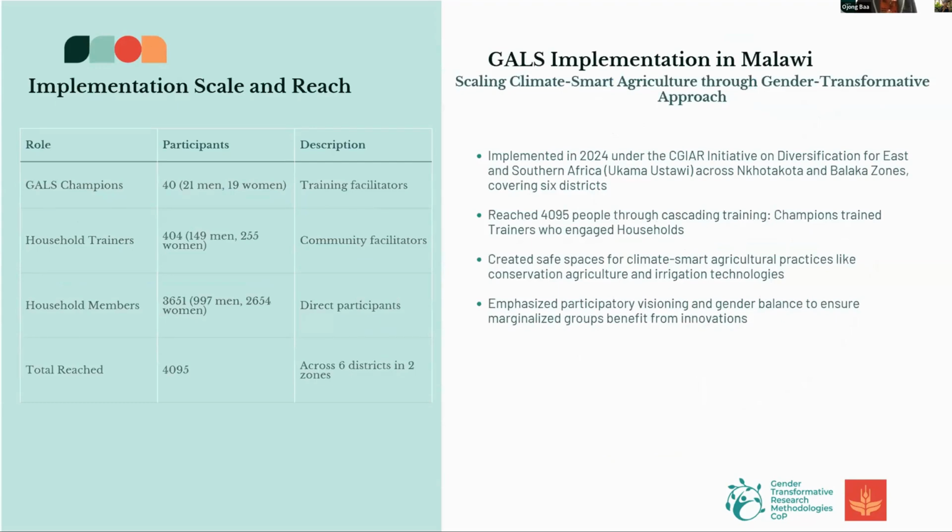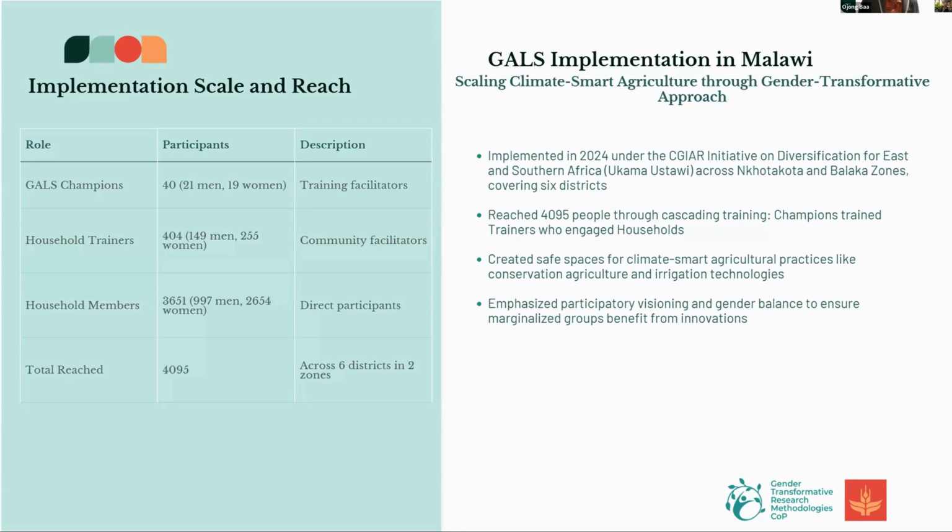Just giving an example of what we've done in Malawi. When we started implementing GALS, this is what shaped and influenced us to rethink GALS as a research tool. We started in 2024 under one of the CGIAR initiatives, within the southern and central parts of Malawi. We worked across 6 districts, and our target was to get to 4,000 communities, where they get a sense of GALS around climate smart agriculture, specifically mechanization and conservation agricultural practices.